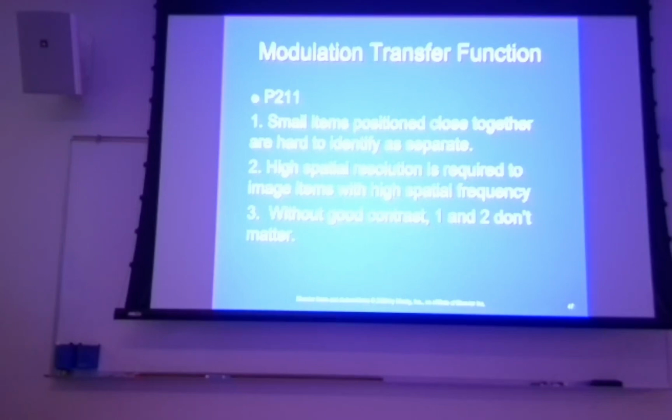So small items positioned close together are hard to identify as separate. Right, so that's pretty obvious. That's basically your line pairs per millimeter. So small objects close together are hard to differentiate. With the tool that we've taken a look at, the smaller the lines are towards the bottom of the scale of the line pairs, the harder they are to visualize. So then you have high spatial resolution required to image those. But essentially, without good contrast, they don't really matter. You can have an appearance of poor resolution just by virtue of having poor contrast.